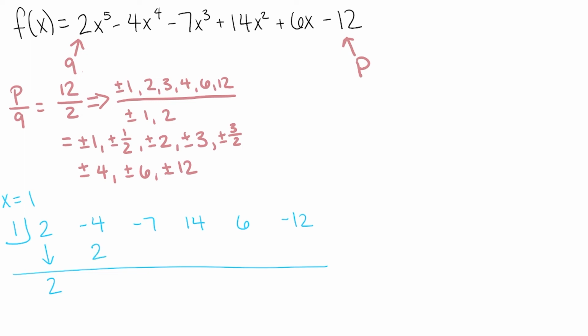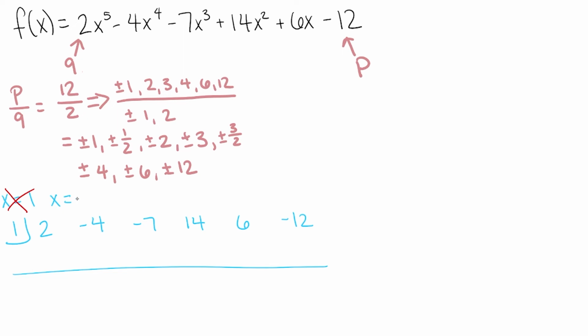One times 2 is 2. Negative 4 plus 2 is negative 2. 1 times negative 2 is negative 2. Negative 7 plus negative 2 is negative 9. 1 times negative 9 is negative 9. 14 plus negative 9 is 5. 1 times 5 is 5. 6 plus 5 is 11. 1 times 11 is 11. Negative 12 plus 11 is negative 1, which is not 0, so this is not what we are looking for. Meaning 1 is not a rational root.